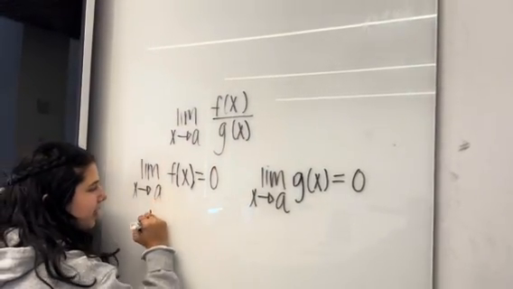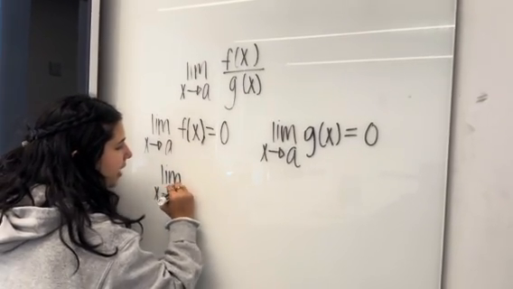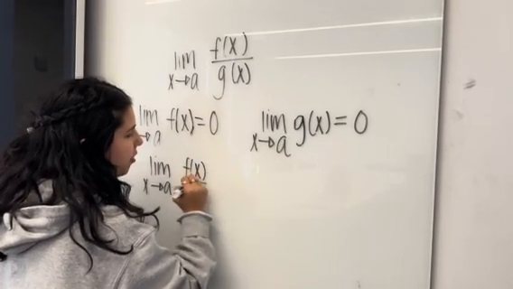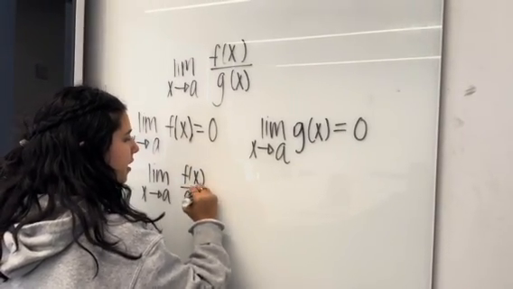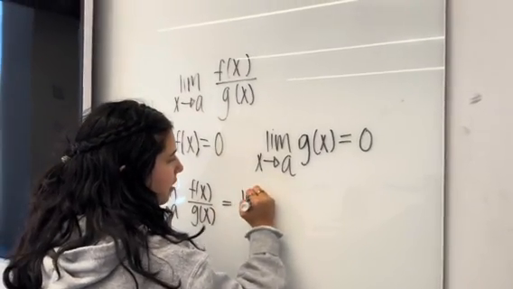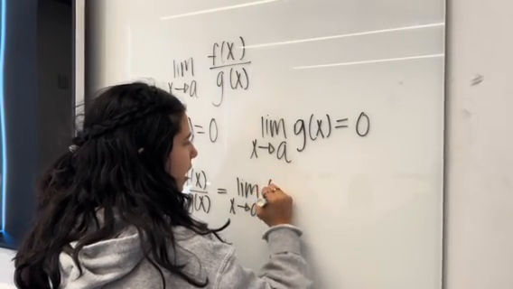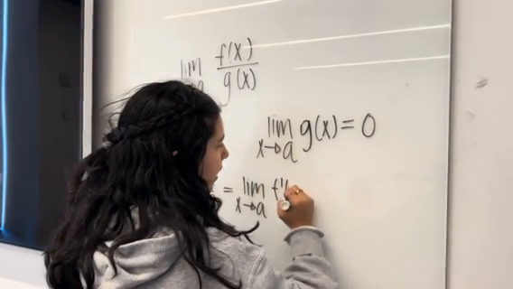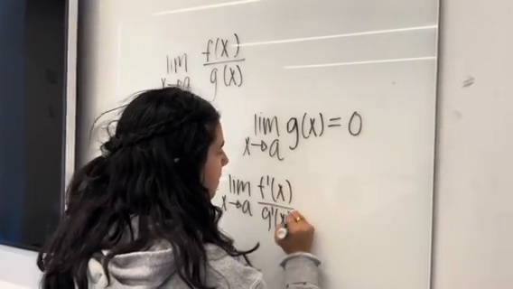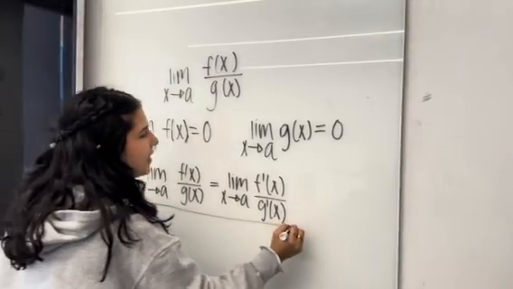So we set limit as x approaches a, f of x over g of x, and then set it equal to its derivative. So limit as x approaches a, f prime x over g prime x. And this is the rule that needs to be followed.